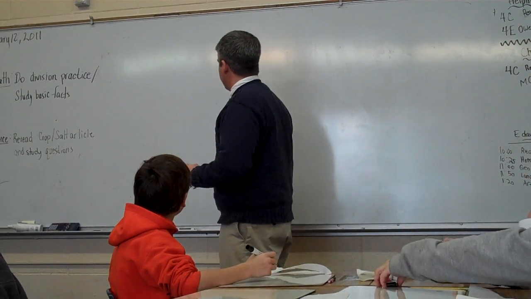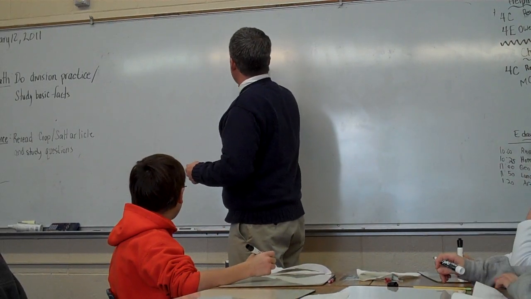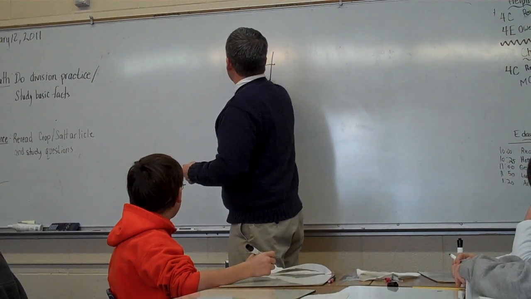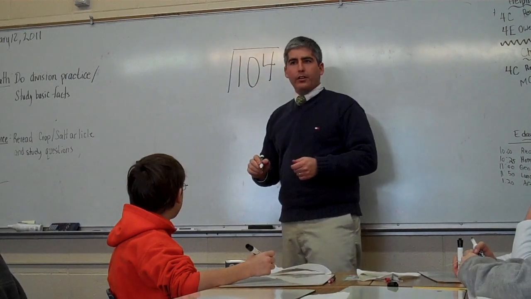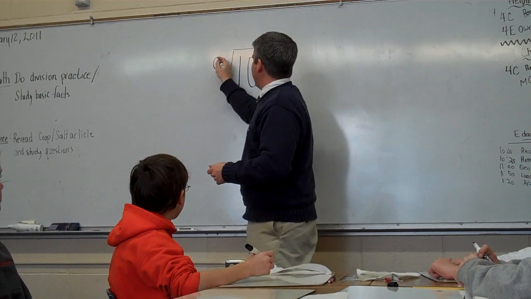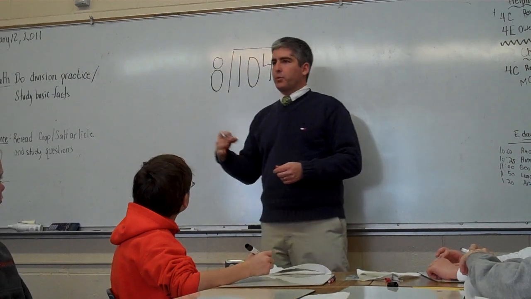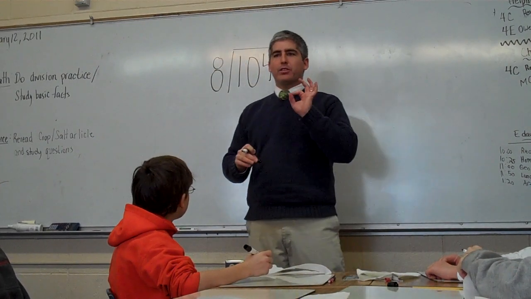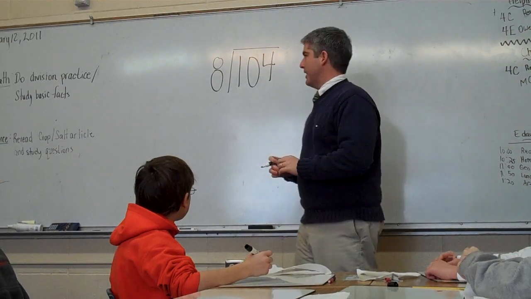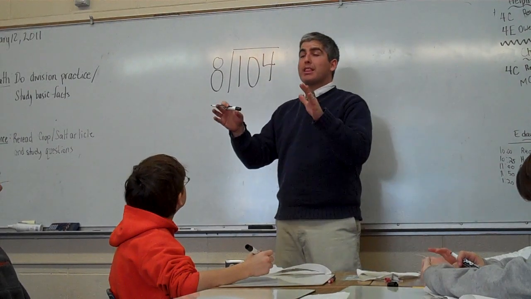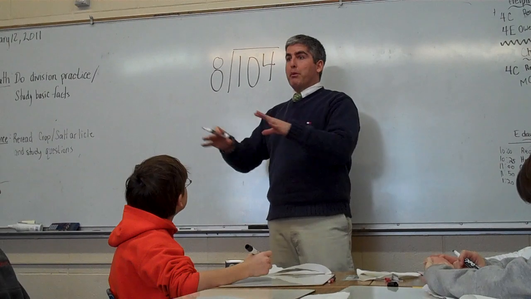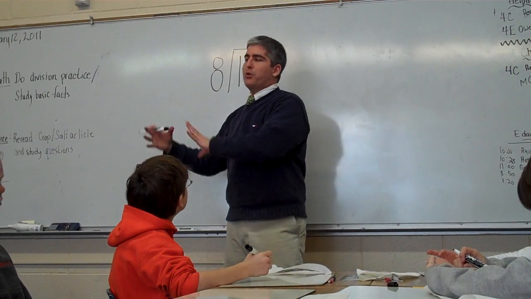And what we're going to do is use division. So our dividend, I'm writing kind of big, is 104, and our divisor is 8. Because what we're going to work on this week is dividing by single-digit divisors, with and without remainders. But we're not going to go into the decimal world.